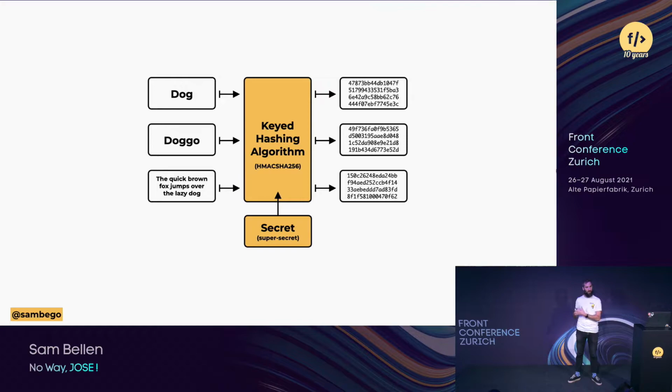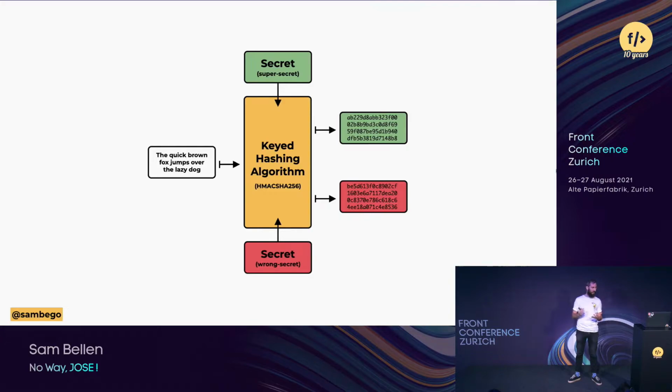So if you don't know the right secret, you will not be able to get the output you expect from a hashing algorithm. For example, if you use a right secret, we get a certain hash. If you use a wrong secret, you get a wrong hash. And if you know which hash to expect, you know that somebody has entered the right secret or the wrong secret. So that means that you can validate the authenticity of the hash if you know the right secret.